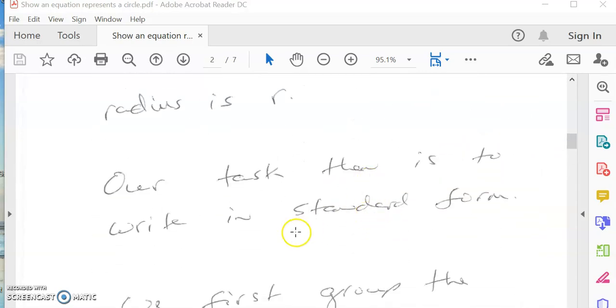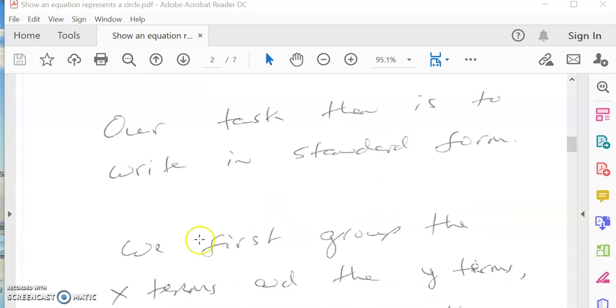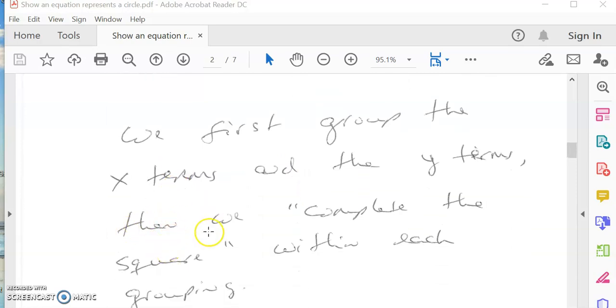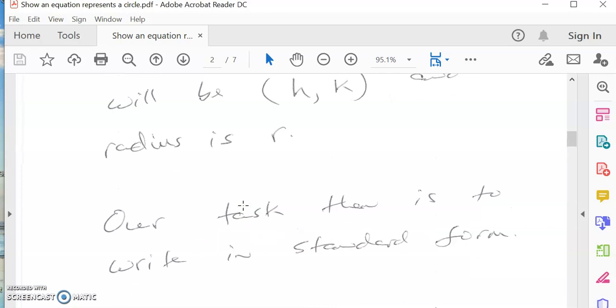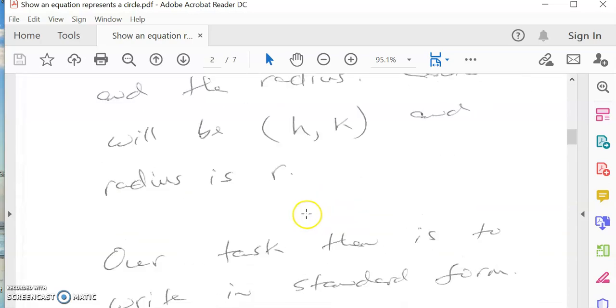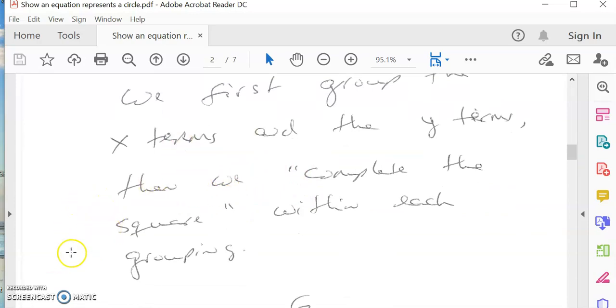So let's go ahead, here we go. Our task then is to write the equation in standard form, and then we will know everything we want to know. We first group the x terms, and then we group the y terms. What's our motivation for that? Well, how else would we do it? Right up here in our standard form, we got all the x's and we got the y's. So we're going to group everything. And then after we group the x terms and the y terms, we're going to complete the square within each grouping.